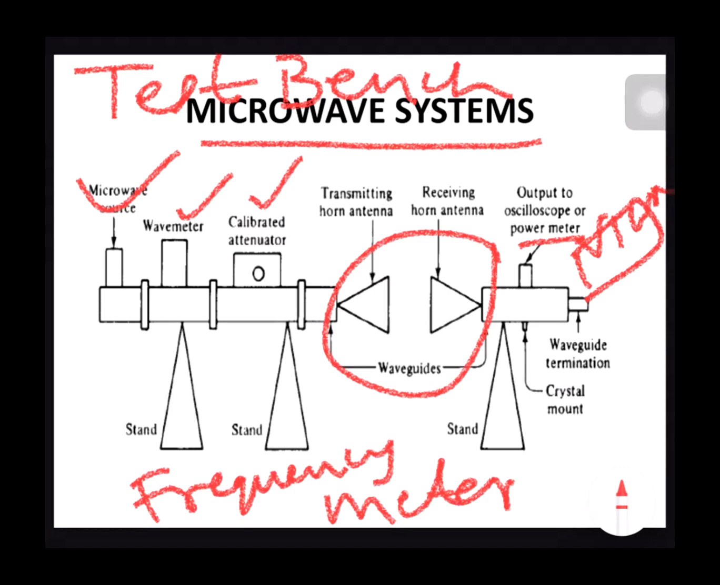And the final output is normally terminated. Terminator means in low frequency circuits we connect a load resistor, right? In the same way, in a microwave test bench also we terminate the waveguide by connecting a terminator. So this is what we call termination.